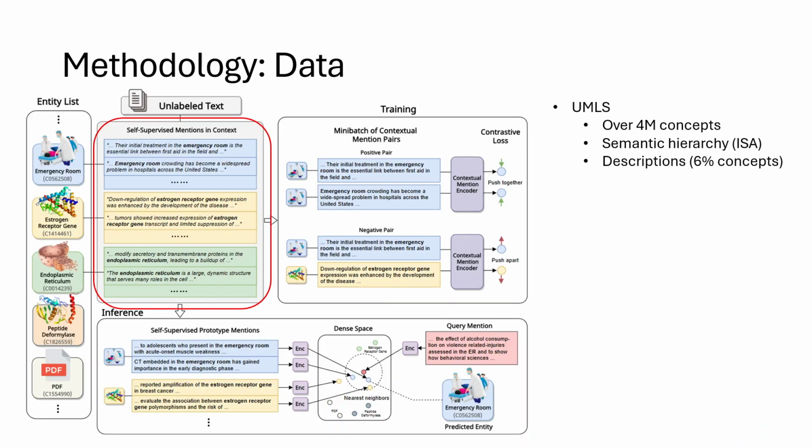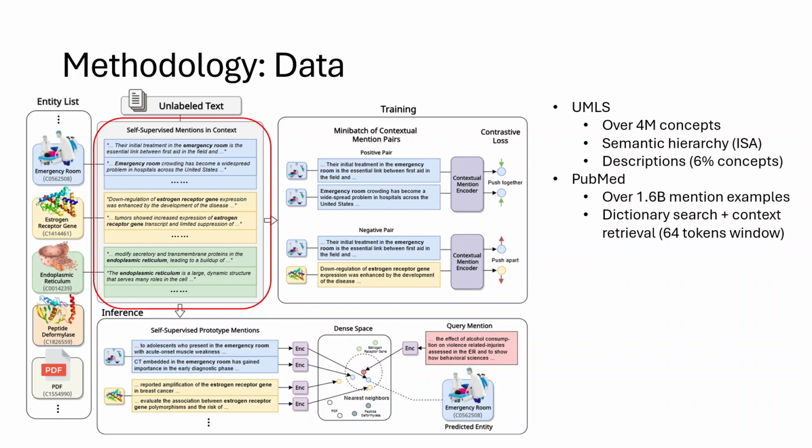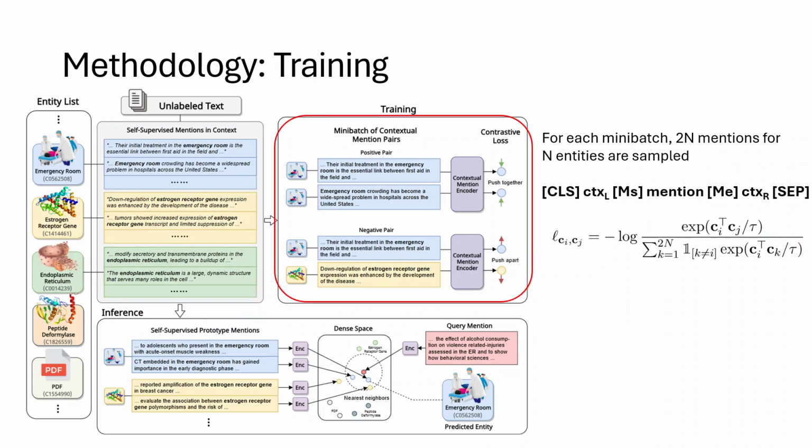First of all, what they do is take an entity list from UMLS together with a semantic hierarchy and some descriptions to enrich the results. And from PubMed, a medical repository of articles, they take some abstracts, and from them they take over 1.6 billion mention examples. After that, they encode these mentions using their left and right context.